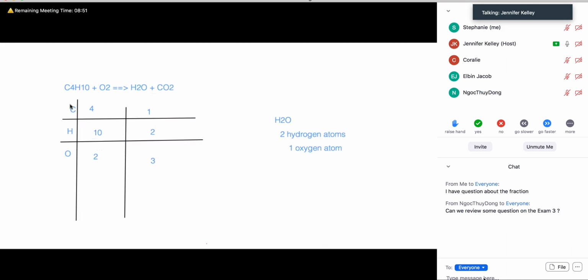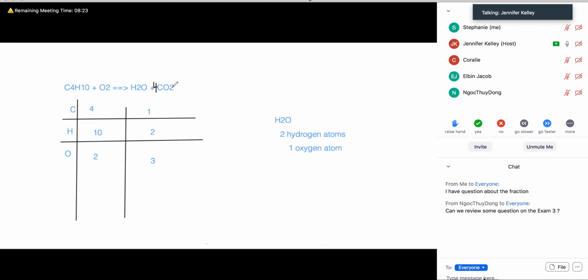All right, so I'm going to start with the carbon and try to make sure there are the same number on both sides. So on the left we have 4, on the right we have 1. So I'm going to put the number 4 in front of this carbon here. That way I'll have 4 carbon.